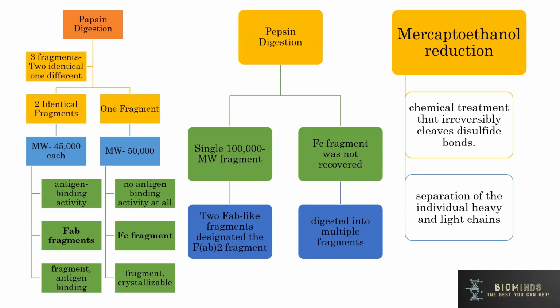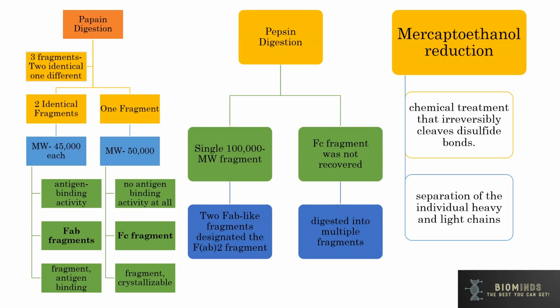Whenever you study antibody in further immunology classes, you will come across these terms very often: Fab fragment, Fc fragment. The Fab fragment has antigen binding activity, therefore fragment of antigen binding: F stands for fragment, A for antigen, B for binding. So the two identical fragments are fragments of antigen binding. Next, we have one fragment which does not have any antigen binding activity and which can be easily crystallized. Therefore, it is known as the Fc fragment: F stands for fragment, C stands for crystallizable. So papain digestion gives you three fragments, two identical and one different.